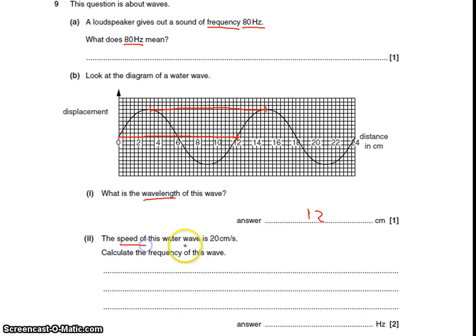Next question, the speed of the wave is 20 centimeters per second. Calculate the frequency. So to do this, we know that the speed is 20. We know that the wavelength, lambda, is 12 centimeters. And we need to calculate the frequency. So we look at our list of equations at the front of that book, and we spot that the equation for wave speed is equal to wavelength times frequency.